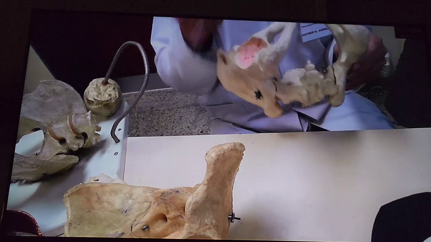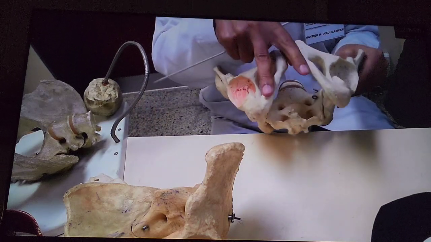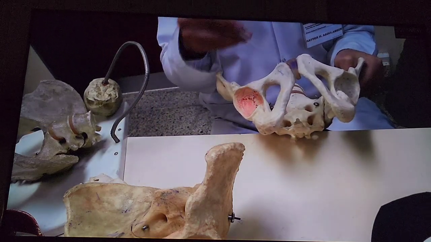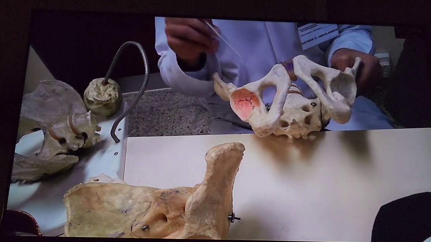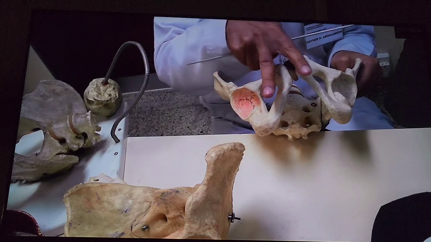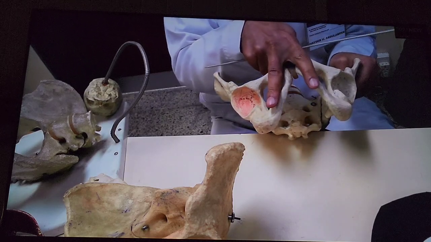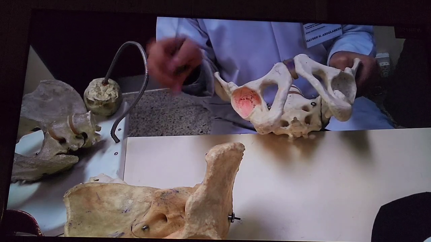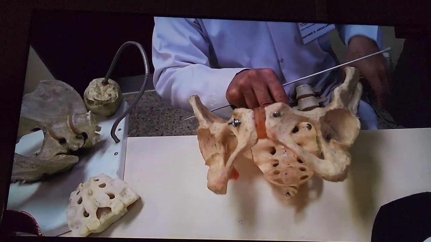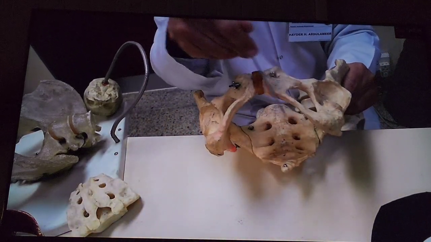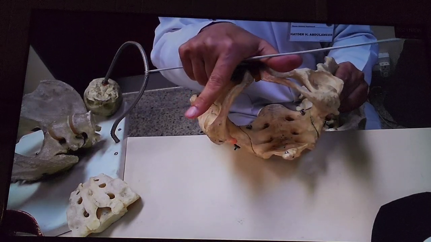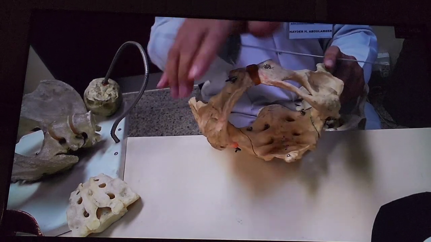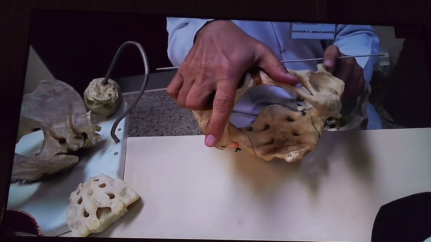The subpubic angle here is less than 90 degrees in male and can be represented by the forefinger and middle finger, while in case of female it is more than 90 degrees, and can be represented by the thumb and forefinger.